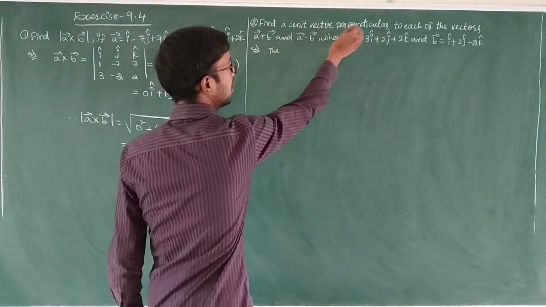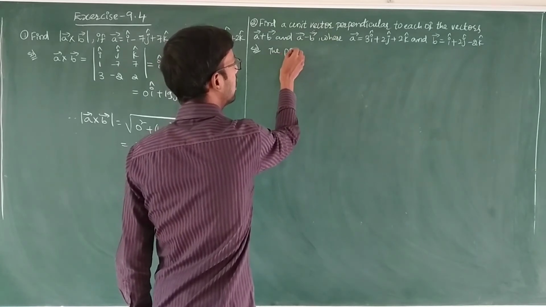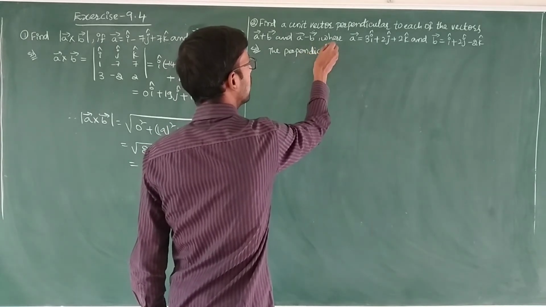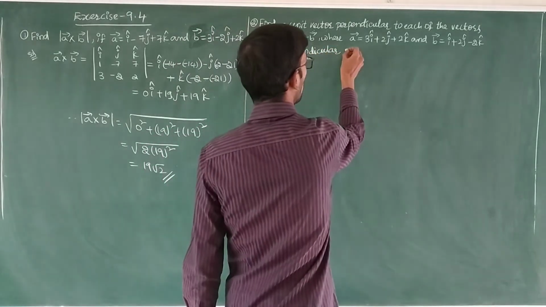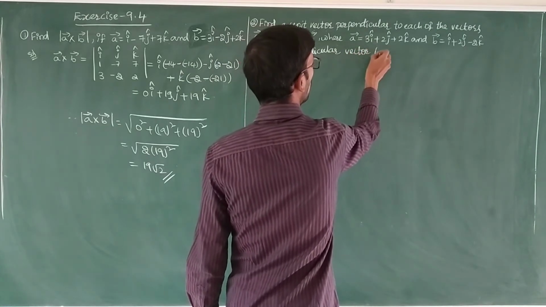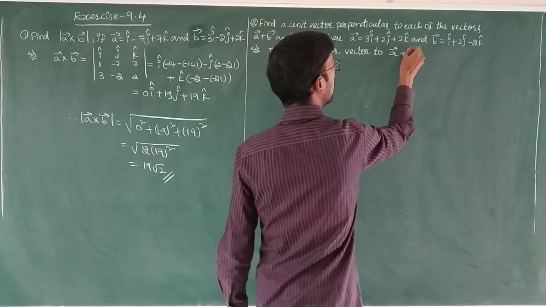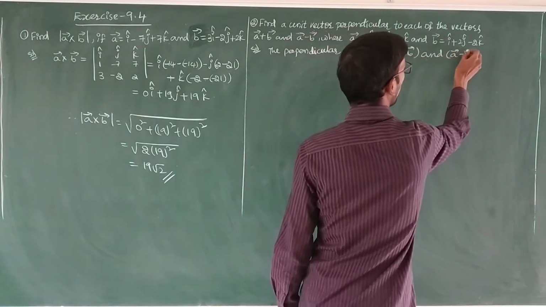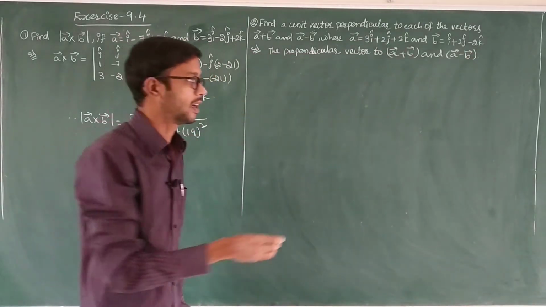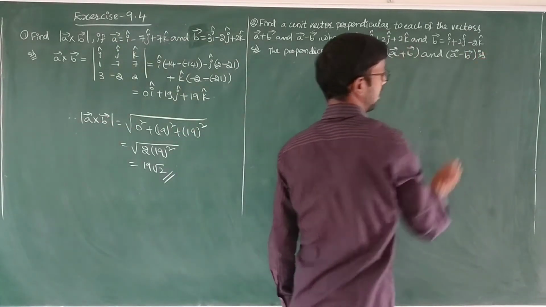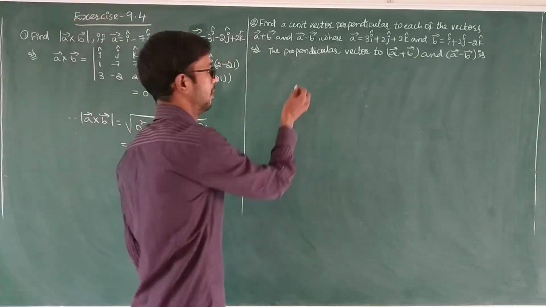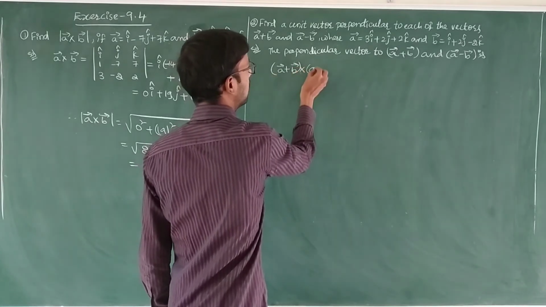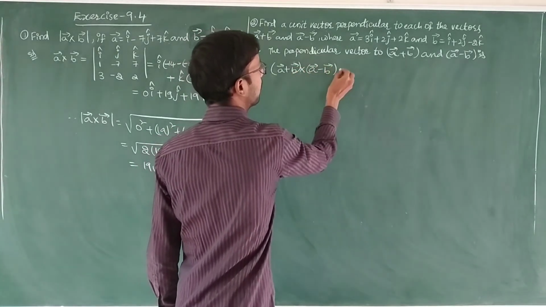The unit vector is there first. I am writing the perpendicular vector to A bar plus B bar and A bar minus B bar. First I will find the perpendicular vector, then I will find the unit vector. Already we discussed example 23. Similarly, A bar plus B bar cross A bar minus B bar.